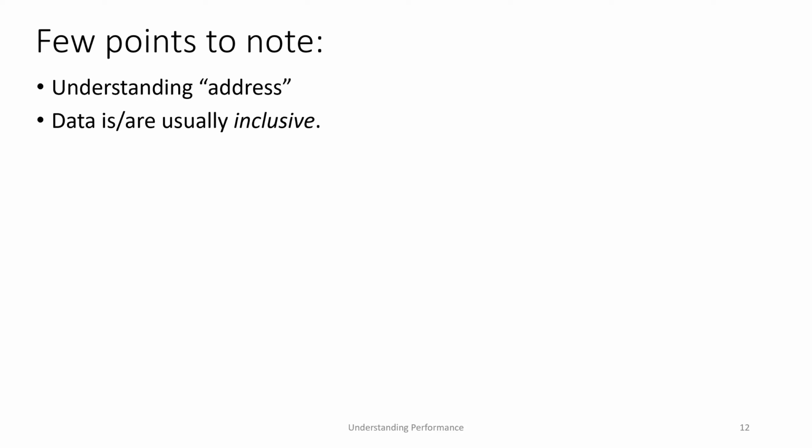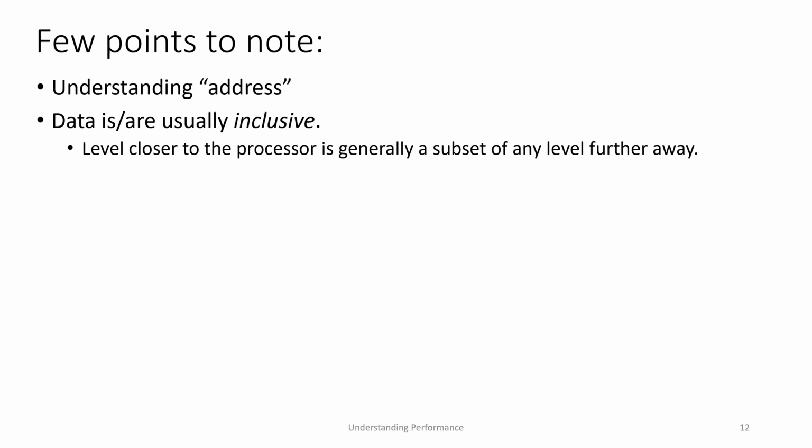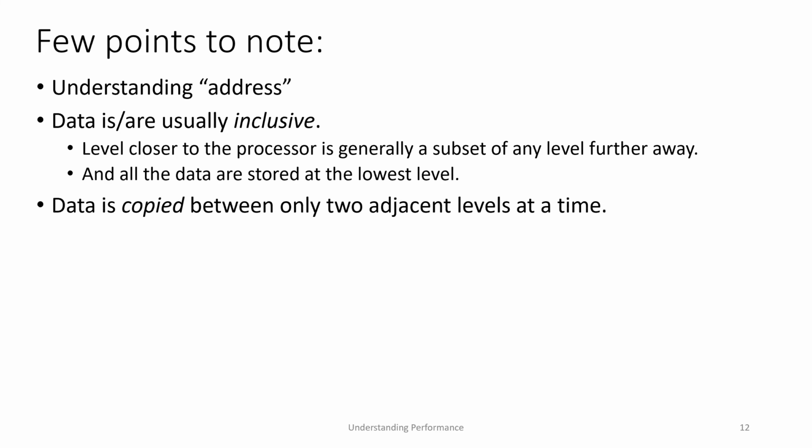typically these memory levels can be inclusive in nature, meaning if we have L1, L2, L3, then whatever is there in L1 will be there in L2, and whatever is there in L2 will be there in L3. Then we say that they are inclusive in nature. Okay. Then in general, when we are moving data across different levels of the hierarchy, it is typically between two consecutive levels only, or two adjacent levels only, meaning L1 to L2 or L2 to L3, so on and so forth. We don't directly move data from L3 to the registers directly.